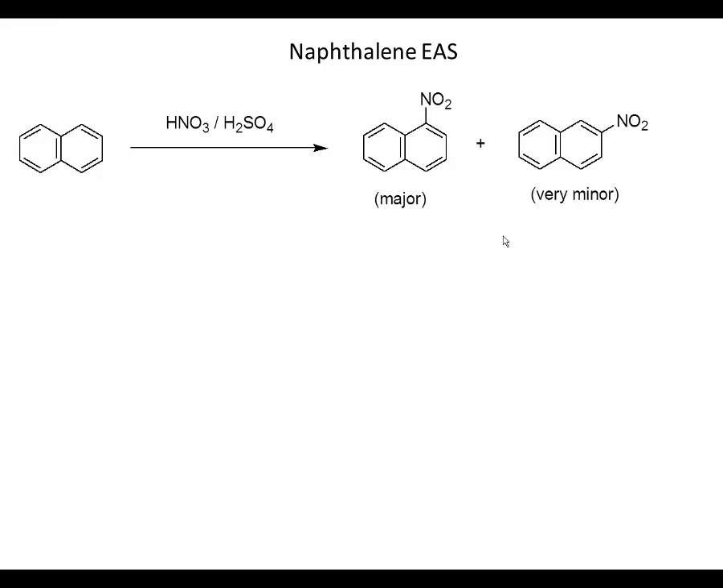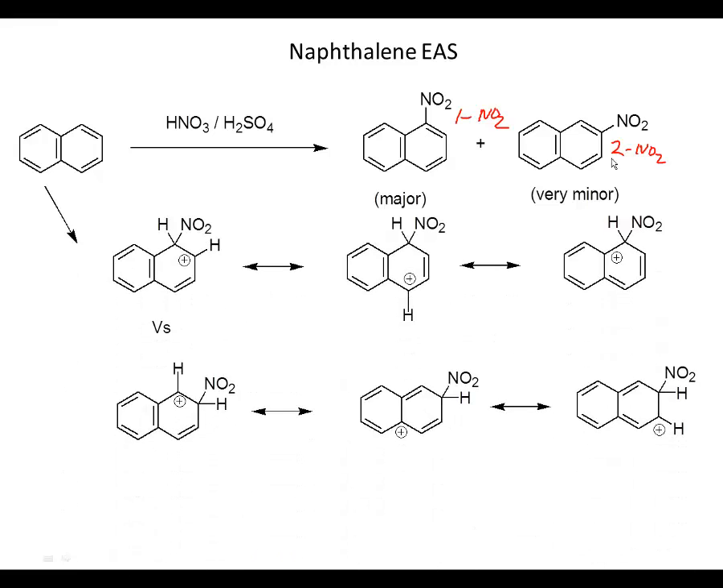Let's look at electrophilic aromatic substitution in higher benzenes and in other aromatic rings. So here's naphthalene. Naphthalene also undergoes electrophilic aromatic substitution. When naphthalene undergoes electrophilic aromatic substitution, it produces mostly the 1-nitro substituent and less of the 2-nitro-naphthalene. Okay, what's the reason for this?